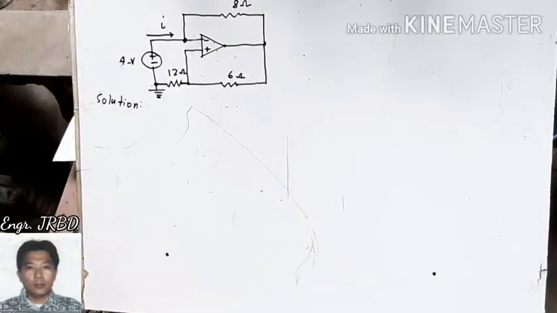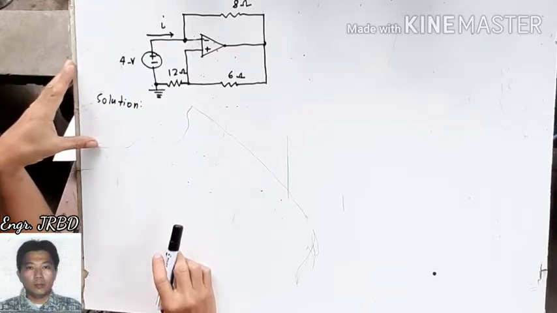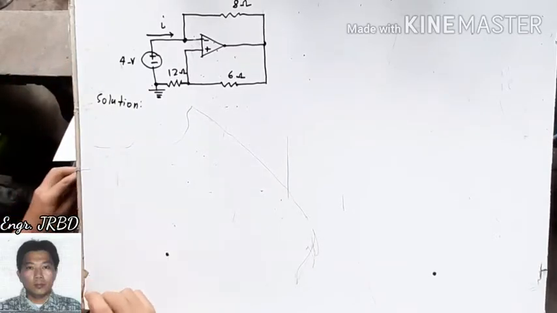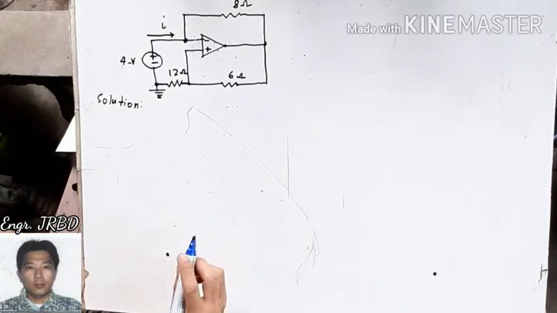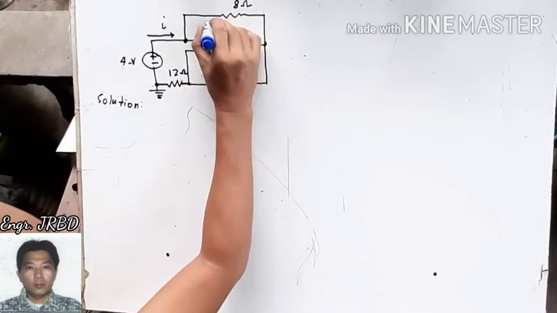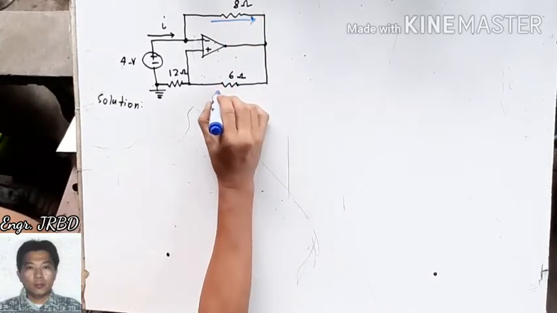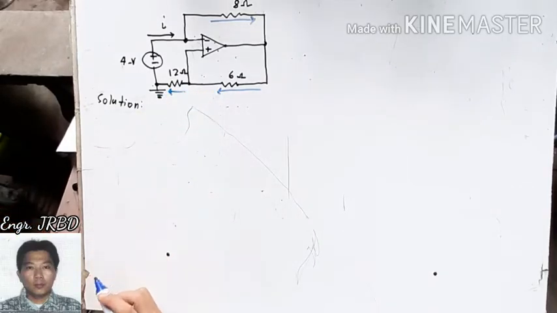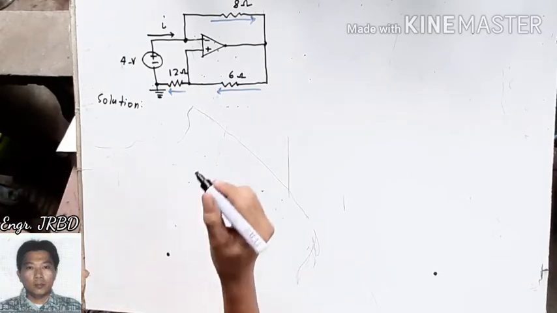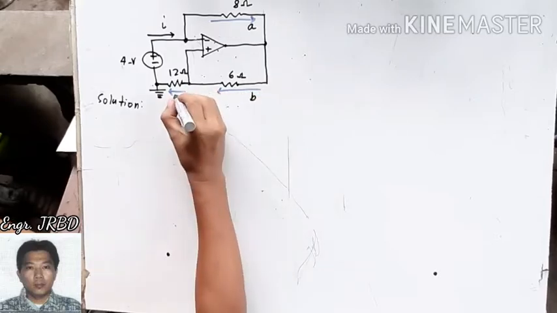Okay, for problem number 2, what is I? We only have here a single op amp, and the routine is the same. First, you assign the different current directions. One current here, another ditto, and the last one is this. Remember that you need to represent these currents. Your current here is A, this is your B, then we have your C.